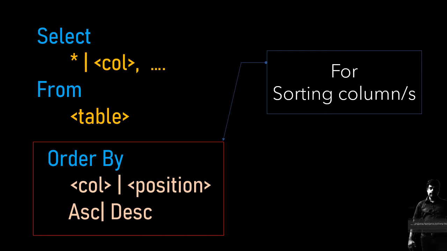So far we understood the select statement and how to use it. But this is the continuation of the select statement. We understood that select must be followed with a star or the column names. Then the from clause, then the from and the table name. Today we are introducing another clause, that is order by, which is used for sorting the columns. Let's see how.